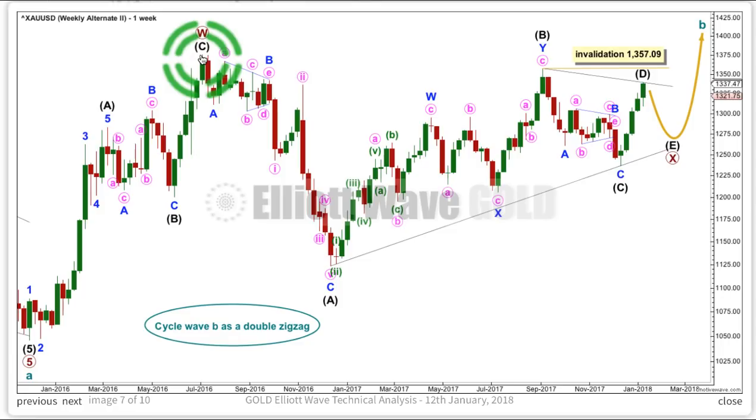X could be a triangle with a 3-wave structure for A, a double zigzag for B. Now again, we've resolved the problem of the rear double flat in here, a zigzag down for C, a zigzag up for D could be complete here. We still need to see a zigzag down for E, most likely to fall short of the AC trend line. So for the short term, expected direction for this alternate is exactly the same as the main wave count. If price can turn reasonably before 1357.09, both these wave counts will remain valid, the second alternate and the main wave count.